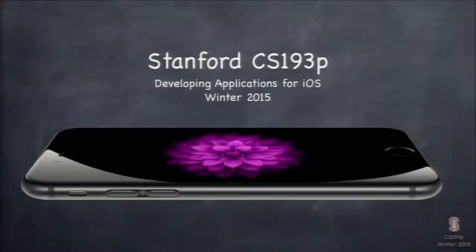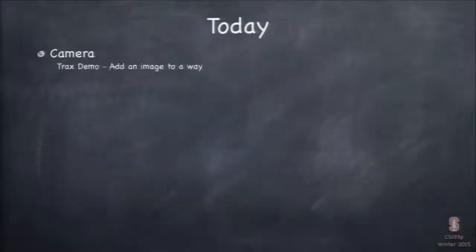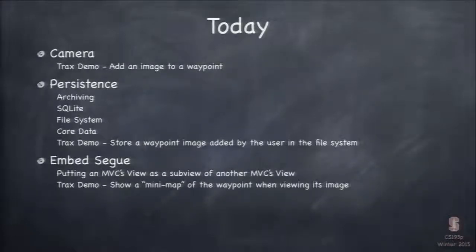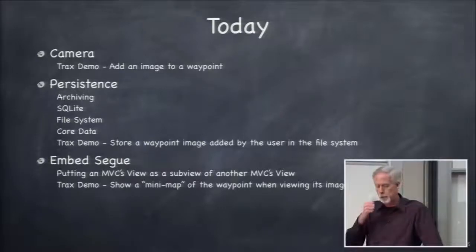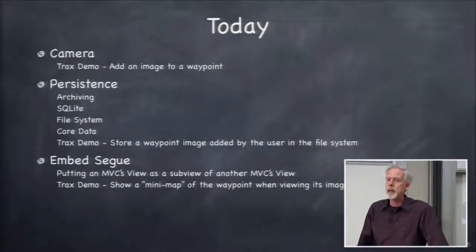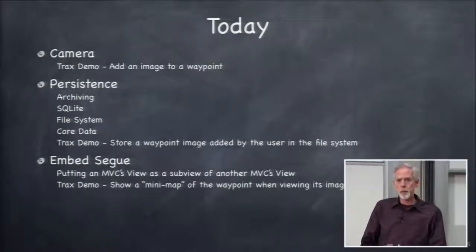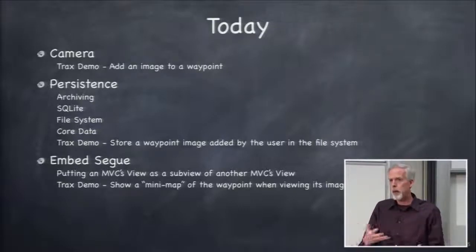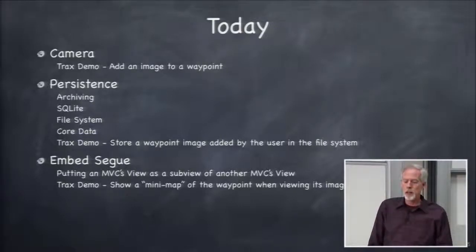Okay, well, welcome to Lecture 16 of Stanford CS193P, winter of 2015. So today we're going to be talking about three major topics. One is the camera, how to basically take a picture with the camera or get video from the camera. Then persistence, which is an important topic about how to store stuff in the flash memory of your phone.